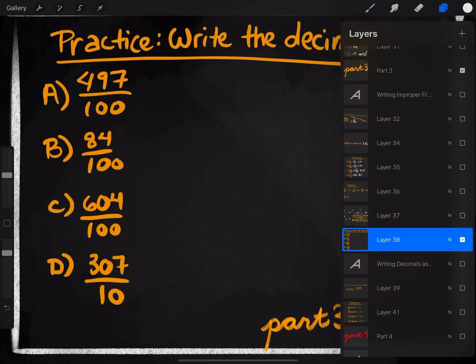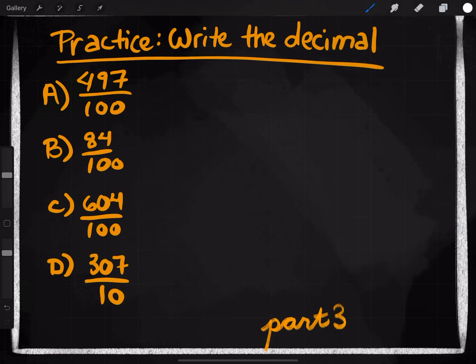All right, so let's practice with our shortcut. Go ahead and try doing this. And hopefully you have paused it. So I'm going to use our shortcut. I'm just going to write the top number, 497. Okay. Now there's 2 zeros, so I'm going to count 2 digits, 1, 2, and then I'll put the decimal point.